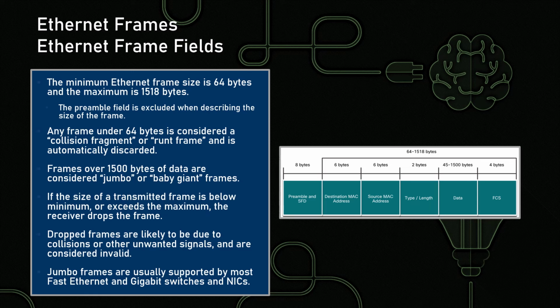Any frame under 64 bytes is considered a collision fragment or a runt frame and is discarded automatically. Frames over 1500 bytes are considered jumbo or baby giant frames and are only able to be processed in specific infrastructures. Other than that, again, discarded. Anytime that a frame goes below minimum or above maximum, it is discarded. Dropped frames are likely to be collisions or other unwanted signals and are therefore considered invalid. That's why we don't try and process them further.